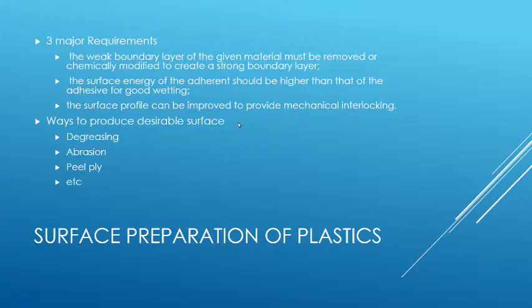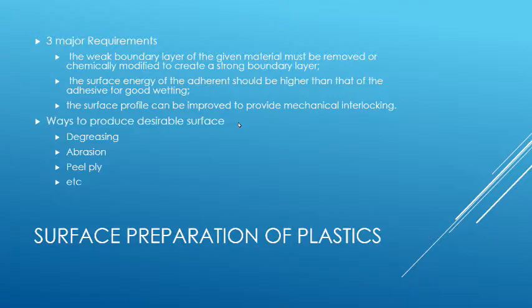Abrasion. The surface can be sanded or grit blasted with an abrasive material to roughen the surface and remove any loose material. It helps to increase the surface area for the adhesive to bond. By roughening the surface, it helps to increase mechanical interlocking.